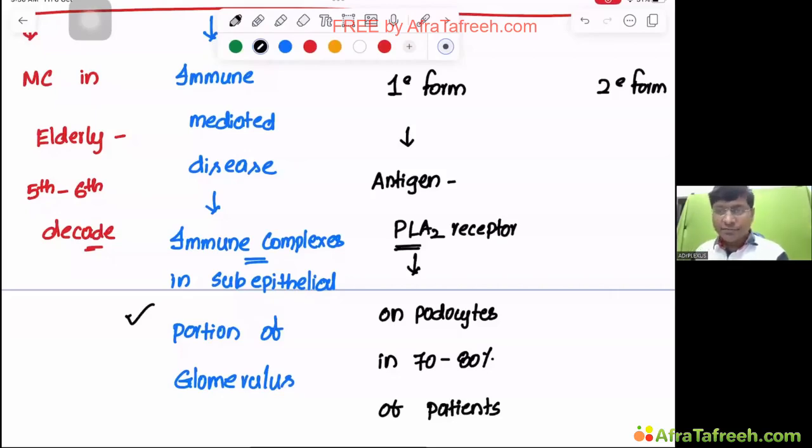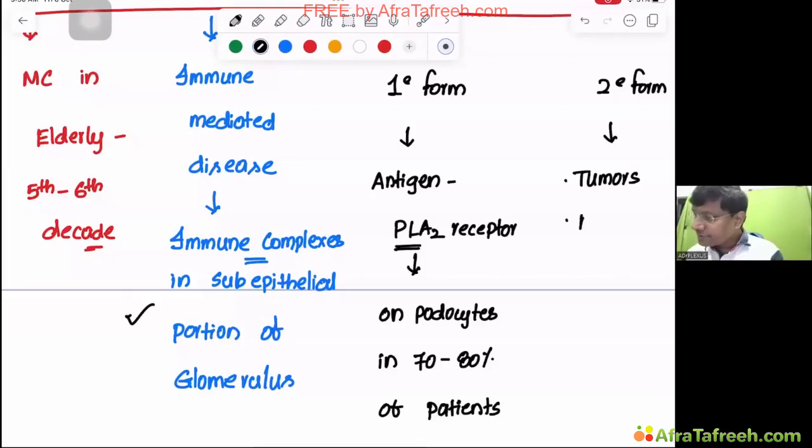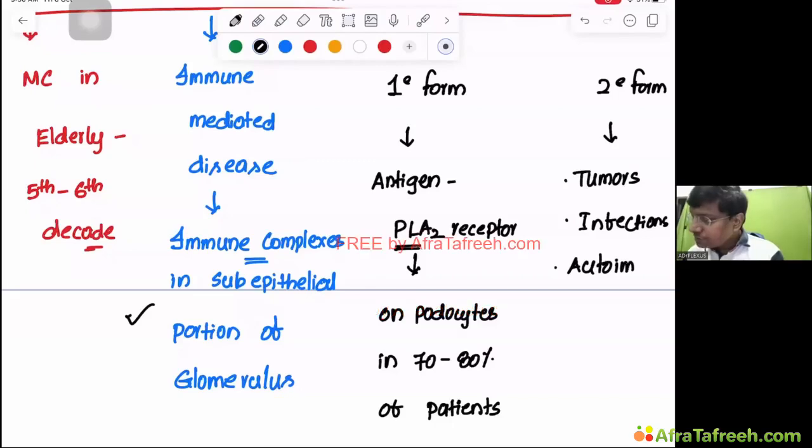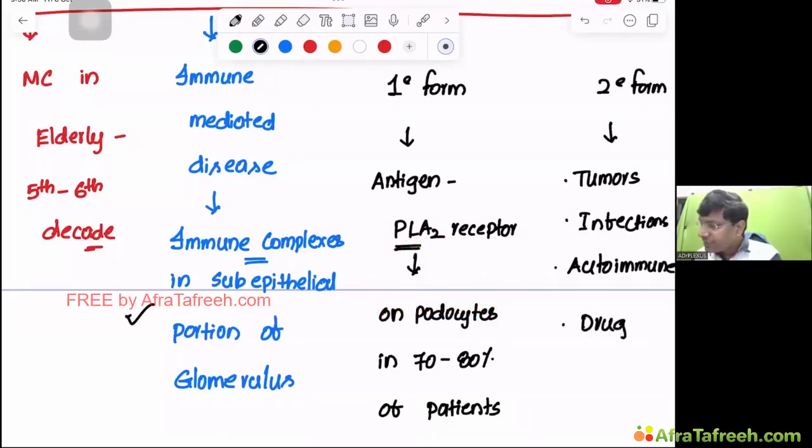Whereas you take the secondary form. The secondary form is associated with tumors, right? And it is associated with certain infections. And it is also associated with certain autoimmune conditions, right? Now, what are those secondary forms? And then even certain drugs contribute to the development of membranous glomerulonephritis. That is your secondary form, right?